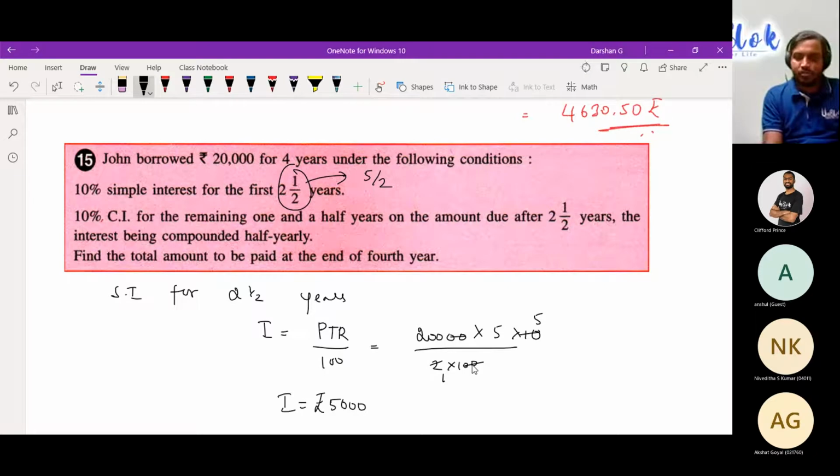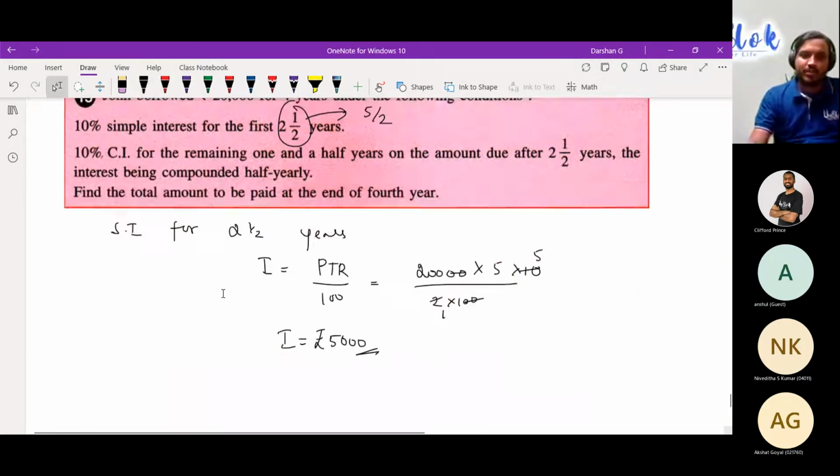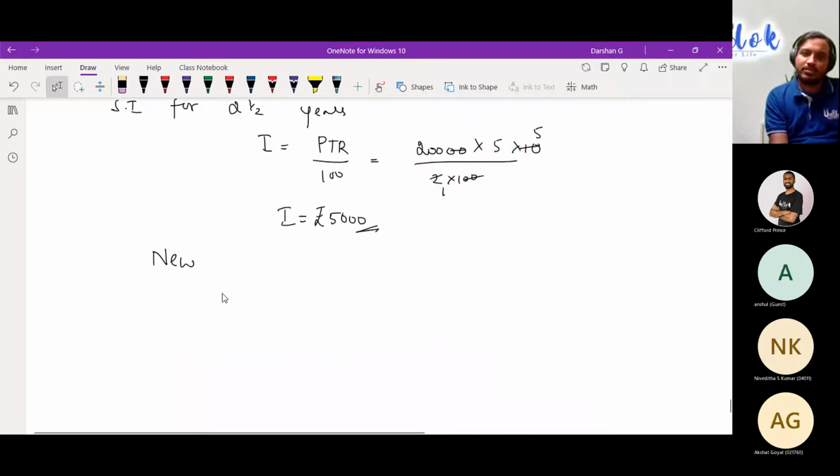So basically, be very sure, read the question properly. For the first 2.5 years, the interest is coming up to be 5,000 rupees. But the point is, John has not paid any money back. So the principal for the next cycle, for the compound interest, will also have this 5,000 rupees extra. So the new principal is 20,000 plus 5,000, which will add up to 25,000 rupees.